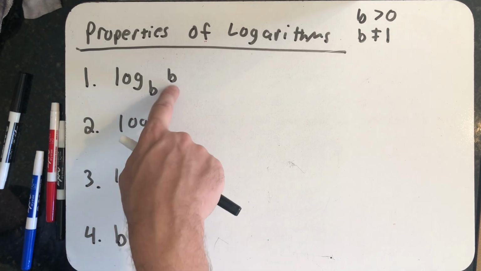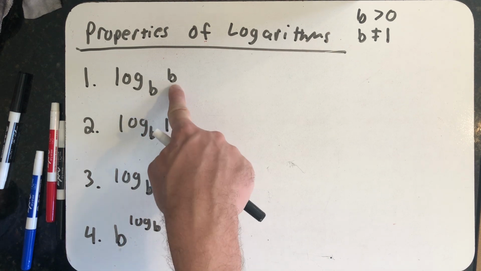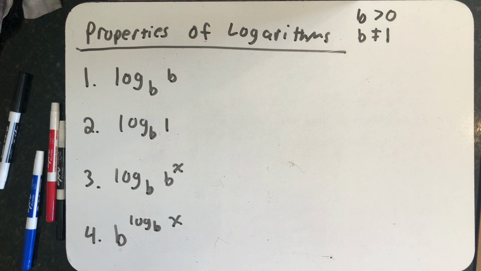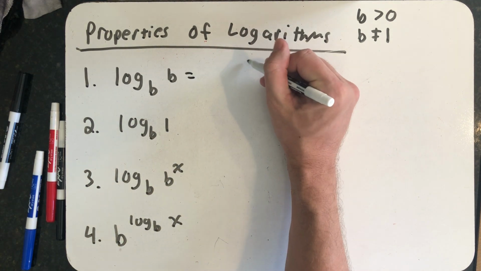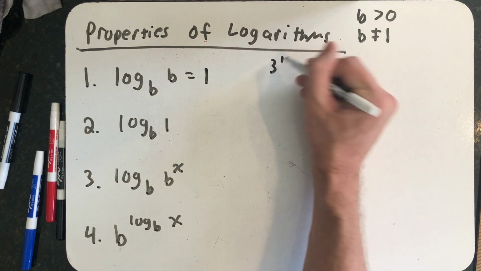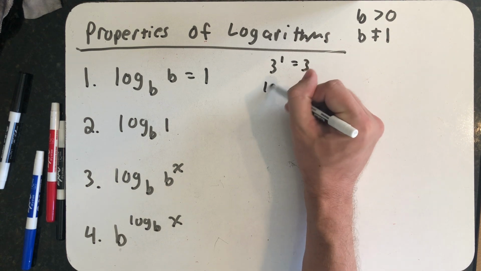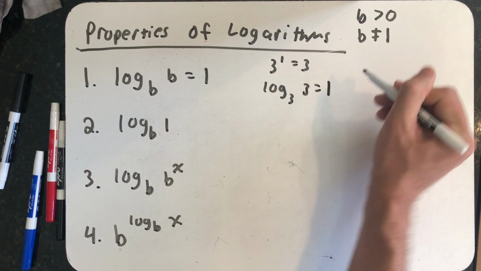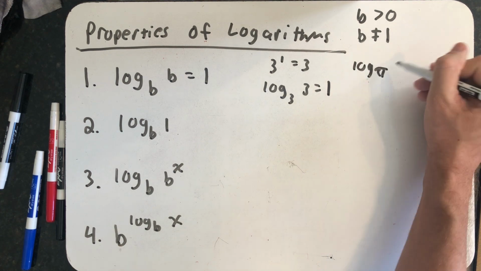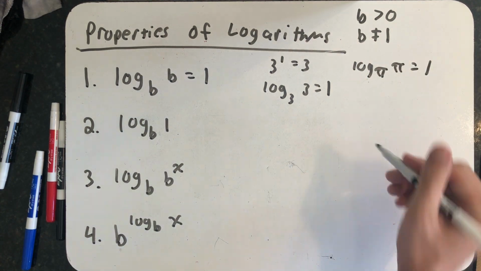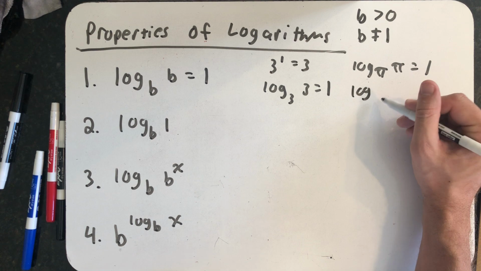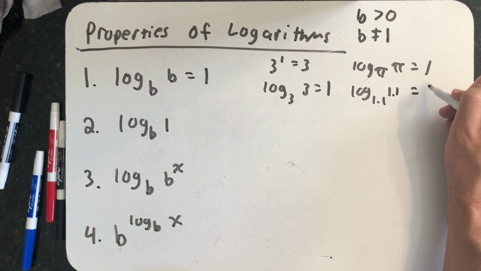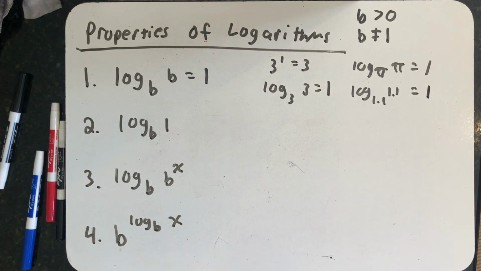The log base b of b is saying, hey, what power do I raise b to in order to get b back? Well, that's what first powers do, right? Because 3 to the first is in fact 3, which would tell me the log base 3 of 3 is 1. So if you had the log base pi of pi, you'd have 1. The log base 1.1 of 1.1 is, well, 1.